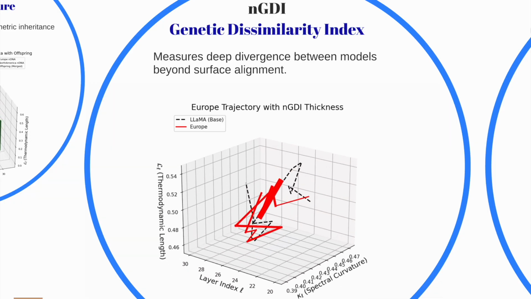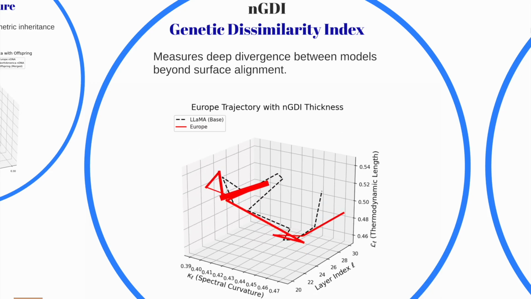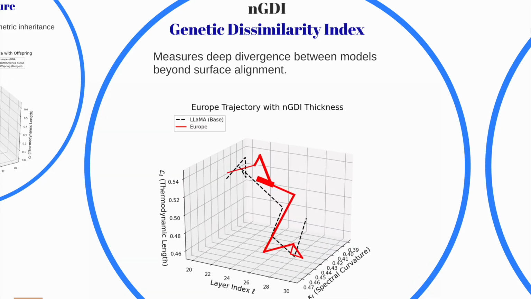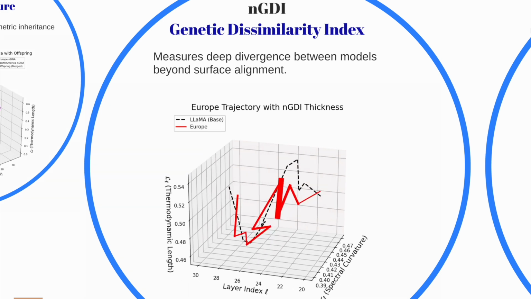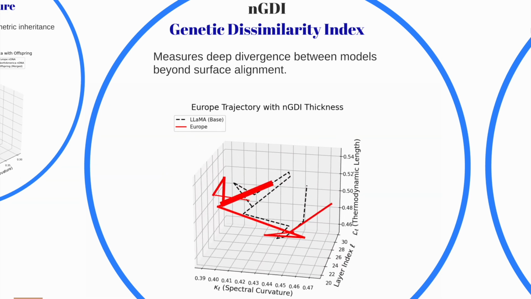Line thickness is the NGDI magnitude across prompts. Thicker segments mean greater geometric dissimilarity. Colors: black dashed is the llama base, red is the Europe model. What stands out in this example?